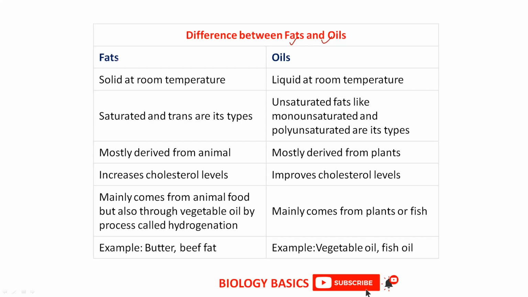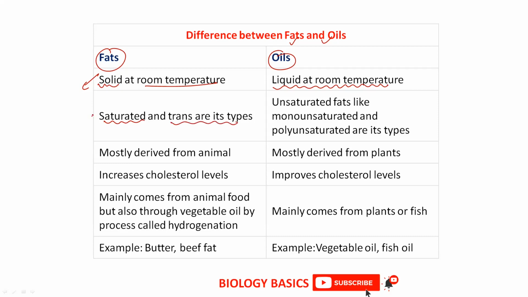Difference between fat and oil. If I talk about fat, it is solid at room temperature. You can simply recall products like ghee, which are generally solid at room temperature. But oil is generally liquid at room temperature, like sarso oil, you can imagine it in this way. The second point in fat is what? Saturated and trans are its types.